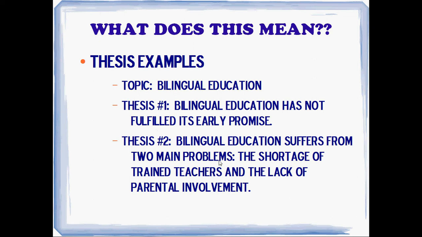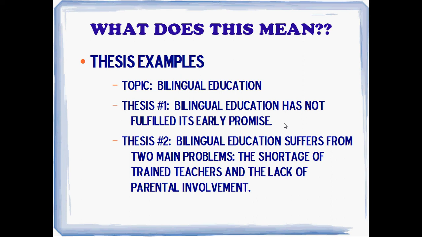Now we're assuming here with this thesis that I've explained in my background a little bit about that promise, so that this is not so irrelevant to the reader, and they understand what that early promise was. So that's what you would use in your background. It prepares the reader for your thesis, leads them into it. But it takes a stance, right? Bilingual education has not fulfilled its early promise. I've taken a stance. I do not believe it has.